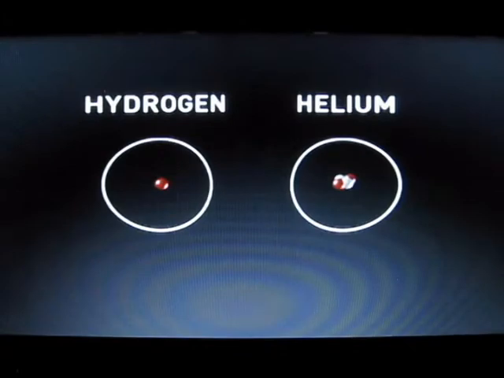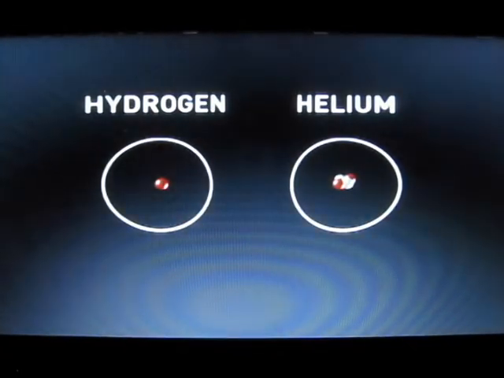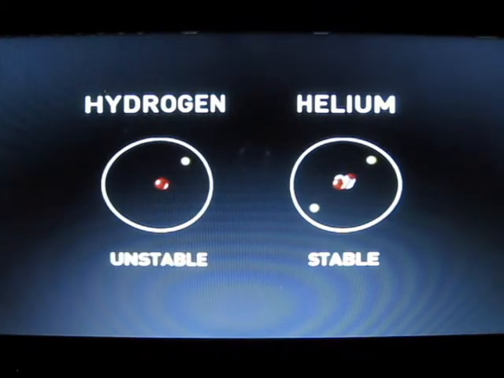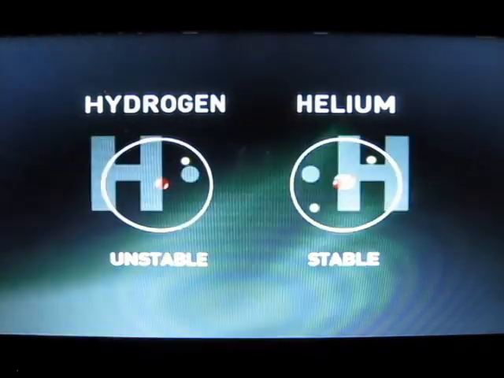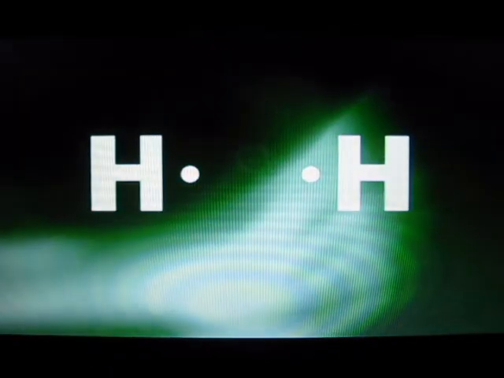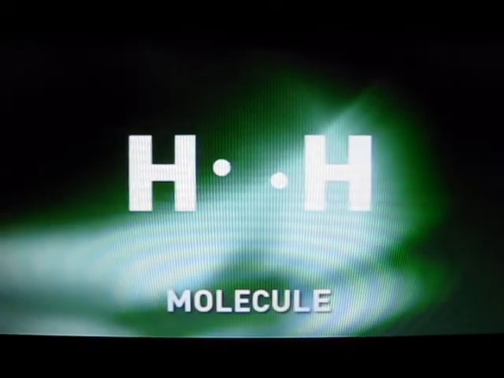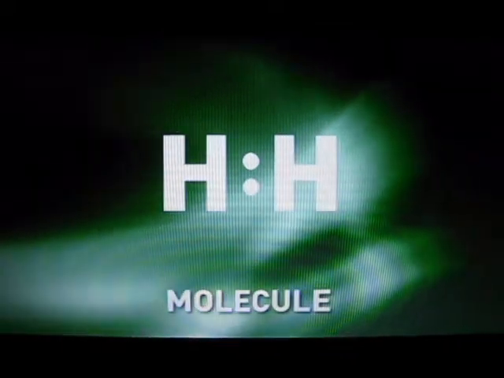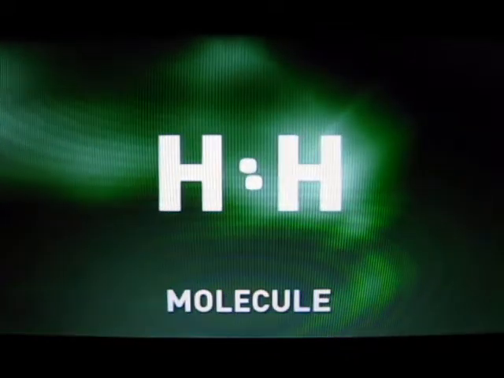Both of these elements in the first period have one energy level that can hold 2 electrons. When an energy level is full, it's stable. When an energy level is not full, it is unstable, and it is more likely to gain or lose electrons until it becomes stable. 2 hydrogen atoms can share their electrons to form a molecule. This molecule is much more stable than the hydrogen atoms were by themselves.